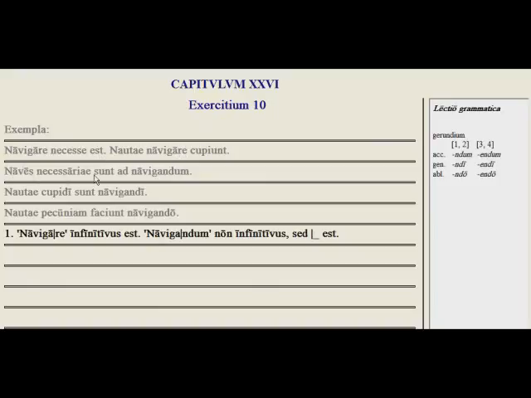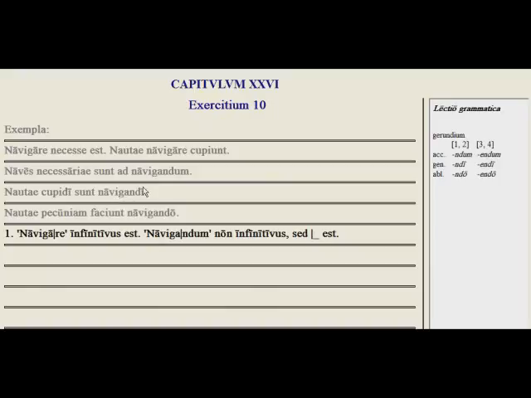Naves necessariae sunt ad navigandum. The boats are necessary to sail. Ad navigandum is our accusative gerund, to sail, taking the place of the infinitive. Nautae cupidi sunt navigandi. The sailors are eager to sail, or are desirous of sailing.